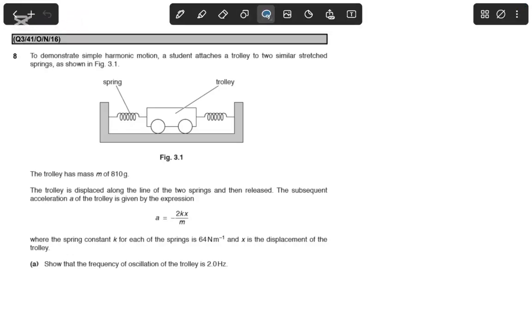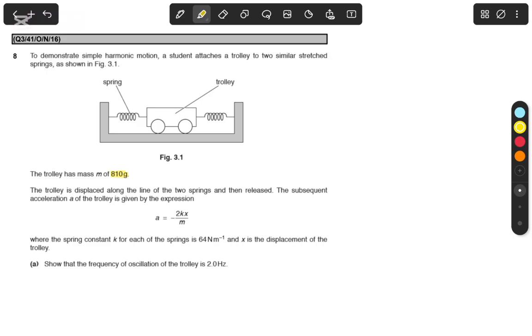In this video, we'll be discussing a question on simple harmonic motion. This is a really interesting question, and it is actually not that hard either. We have a spring-mass system undergoing simple harmonic motion, and they've given us the mass of this trolley, which is 810 grams. The trolley is displaced along the line of the two springs and then released.